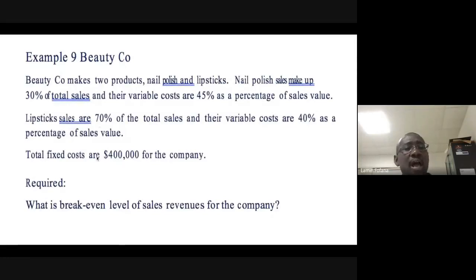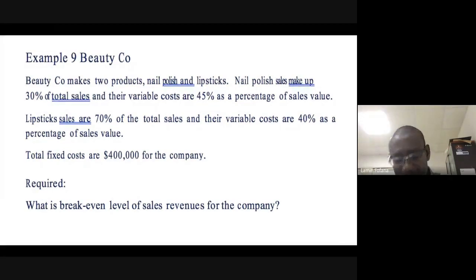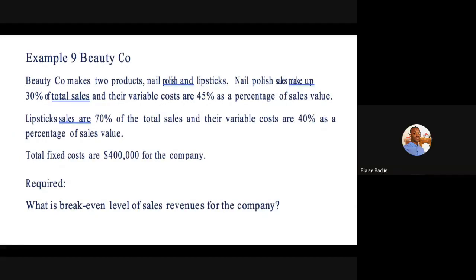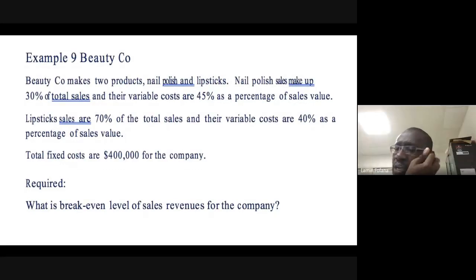Okay, so fortunately for us, the fixed cost is given, isn't it? 400,000. So now how do we calculate the weighted average CS ratio? Before we calculate the weighted average CS ratio, we should calculate something first. What is the first thing that we need to calculate? Ibrahim, yes? Contribution to sales ratio. Okay, we need to find our CS ratio for each of the products.